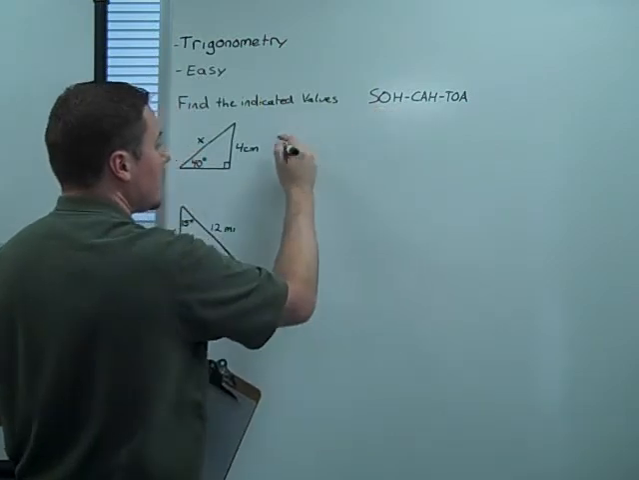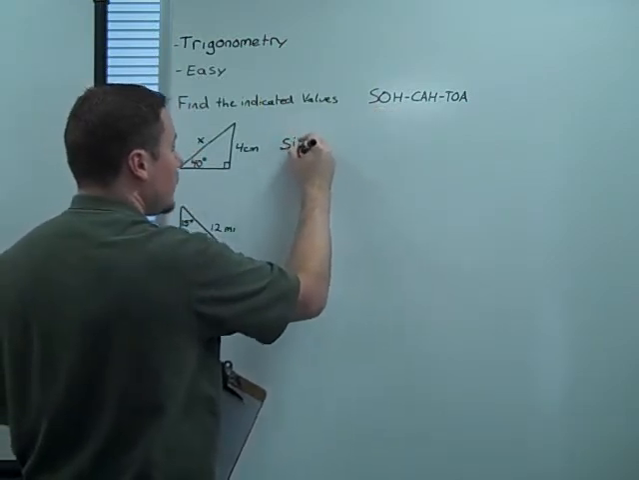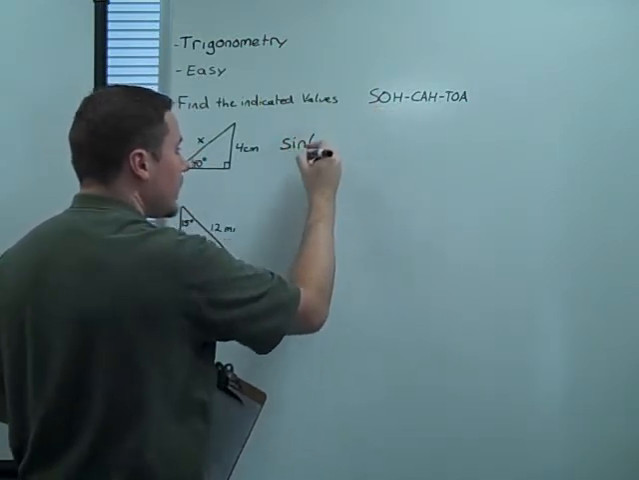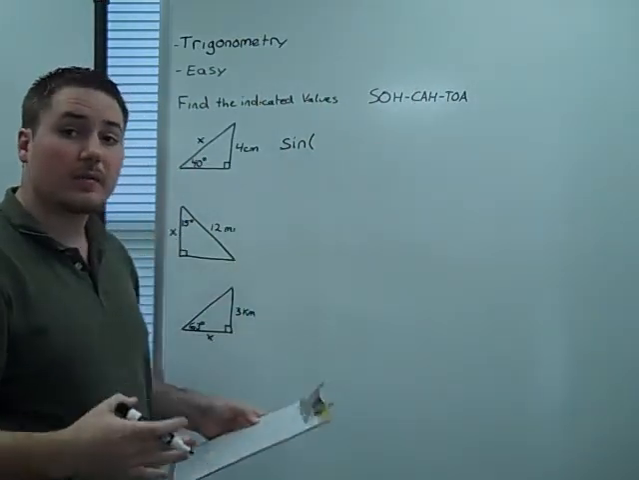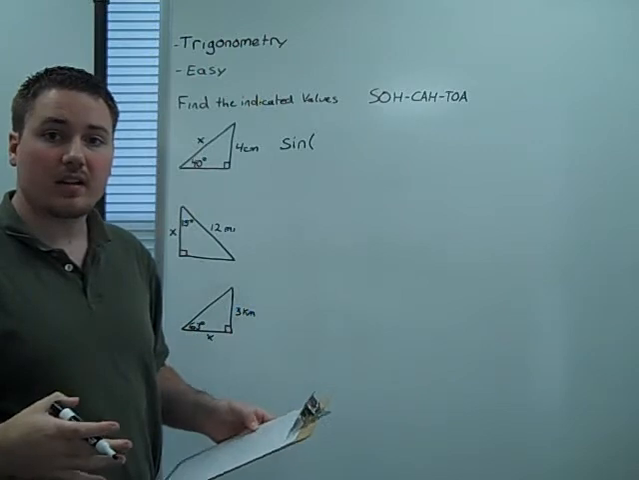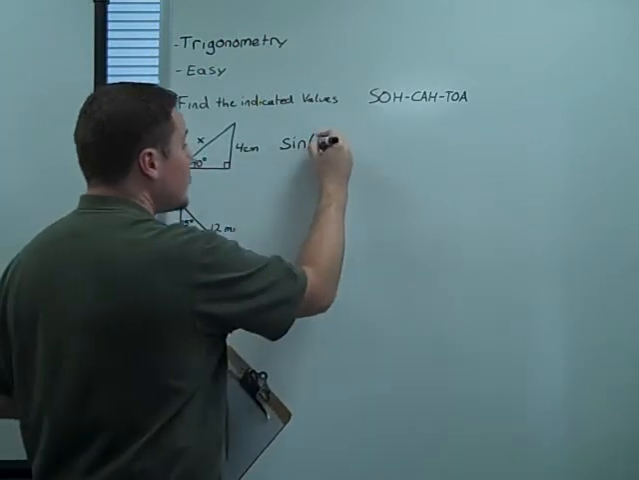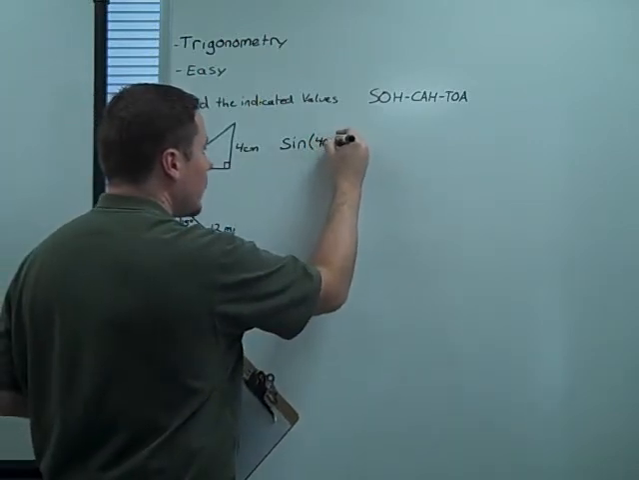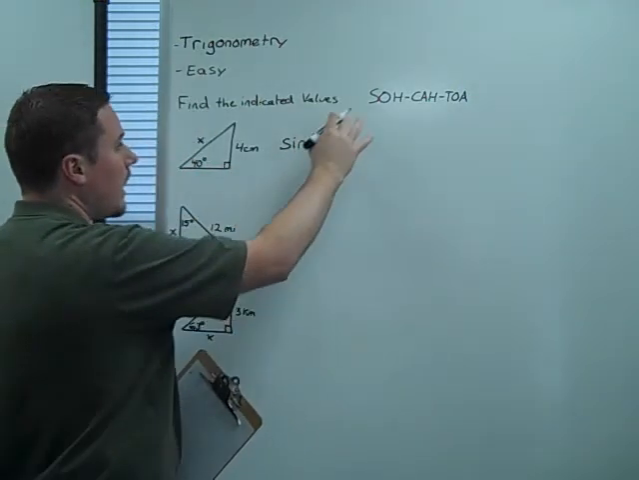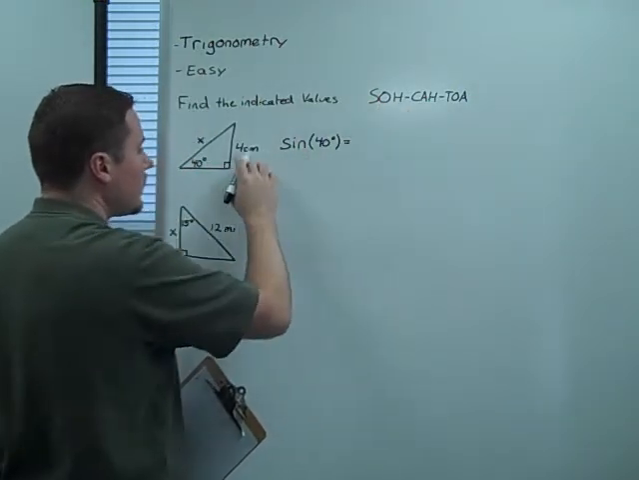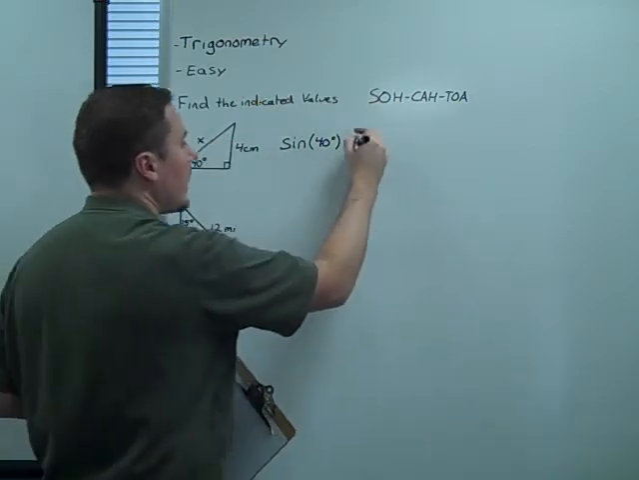So which of the syllables of SOHCAHTOA has an opposite and a hypotenuse? Well, it's a sine. So sine, well, what do we put inside the sine? Sine, as well as cosine and tangent, consume an angle and give us a ratio of sides. So it's going to consume 40 degrees, and it's going to give us the opposite over hypotenuse. So 4 over x.